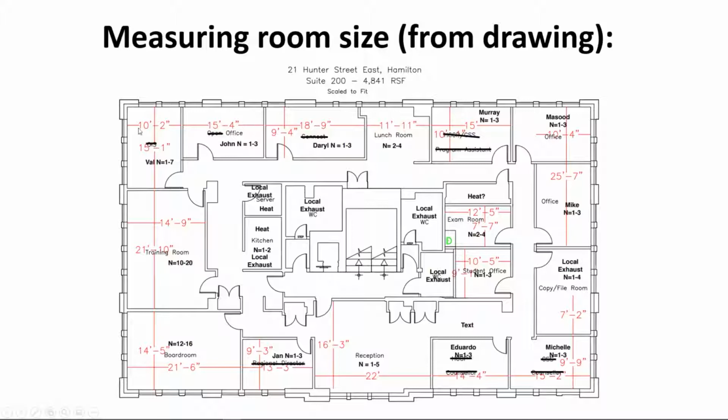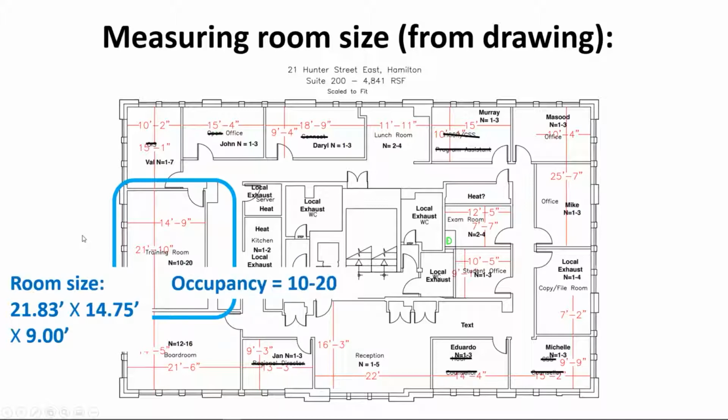Sometimes the plan of the building will have it. For instance, here I'm going to focus on our training room in our new clinic, and so here the dimensions are given: 14 feet 9 inches by 21 feet 10 inches.